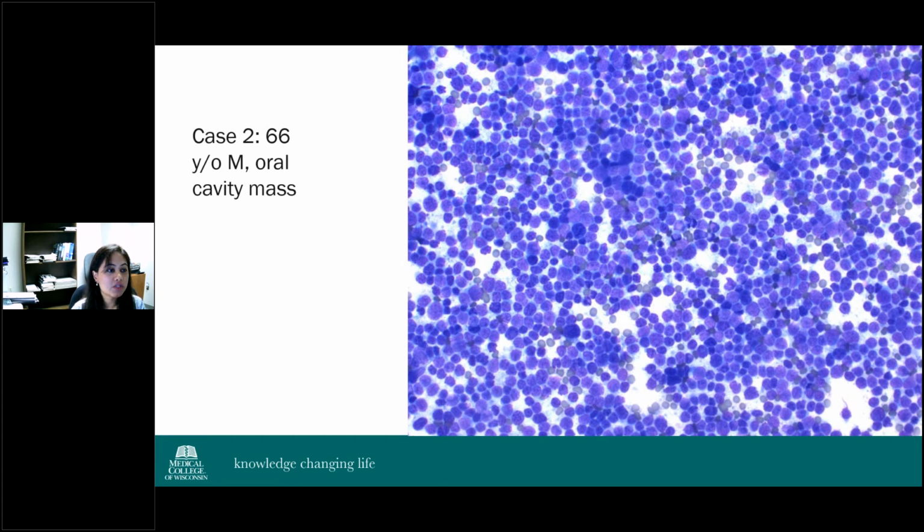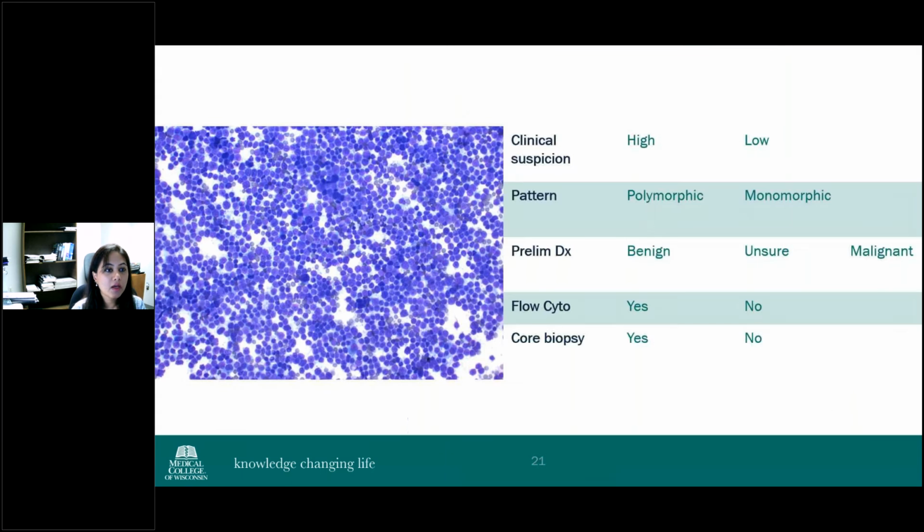Moving on to our next case, which is case 2. This was a 66-year-old male with an oral cavity mass. As we can see, again, a very cellular aspirate, and here the cells are more monotonous looking. I would say that these are mostly small to intermediate size, probably more towards the small size, but a very monotonous population. The clinical suspicion here was high that this is involved by some kind of malignant process, not really whether it is lymphoma or some other kind of tumor. The pattern here was more monomorphic, and the preliminary diagnosis was malignant.